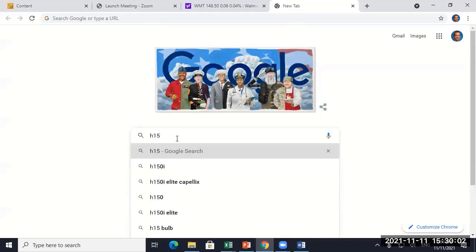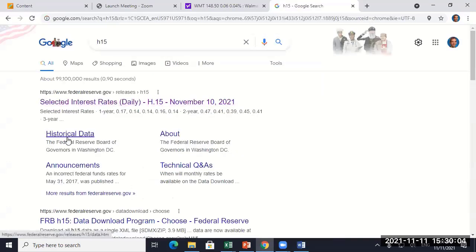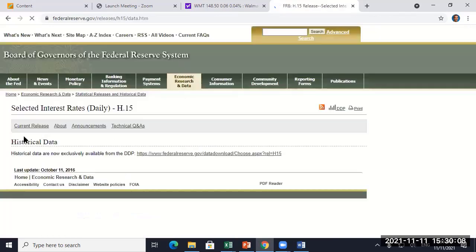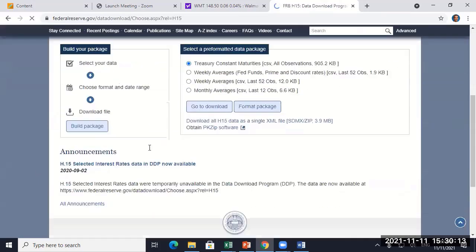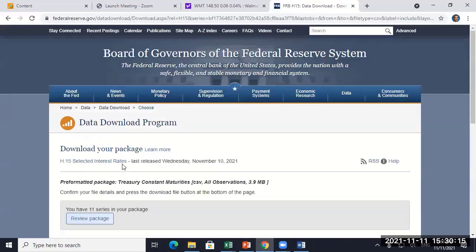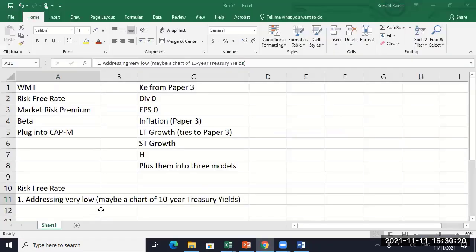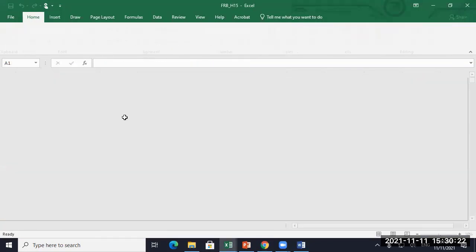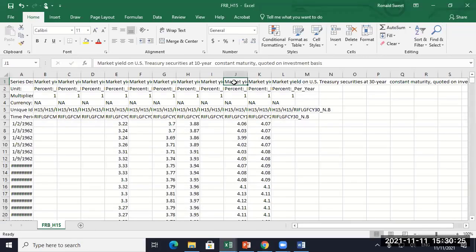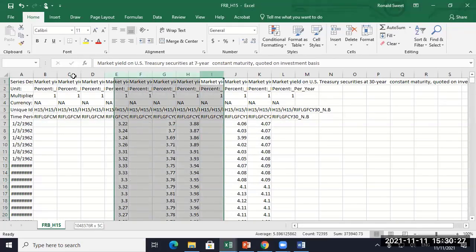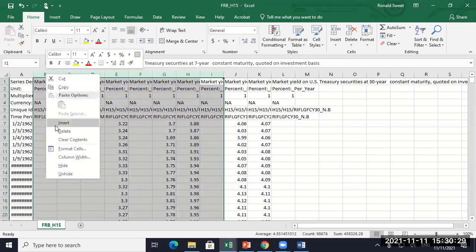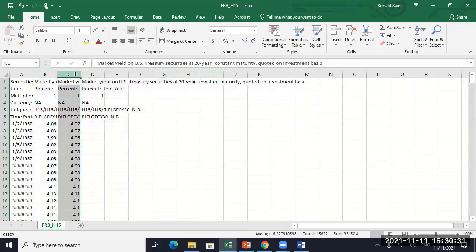You type H15. There's historical data. Go to download. I did the bond evaluation earlier with today's date, like how you did it last class or well before. Oh, it's like a net present value kind of thing. All right, so there's the 10-year.